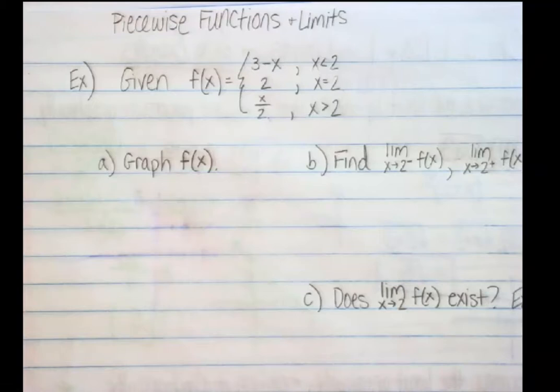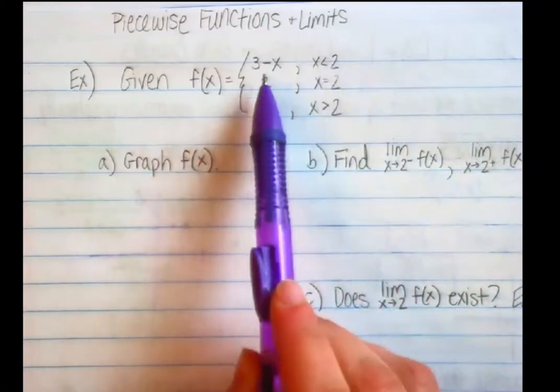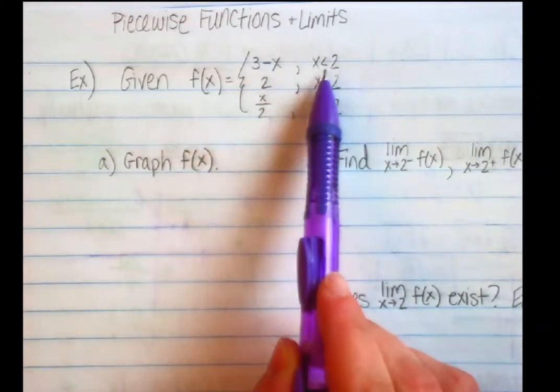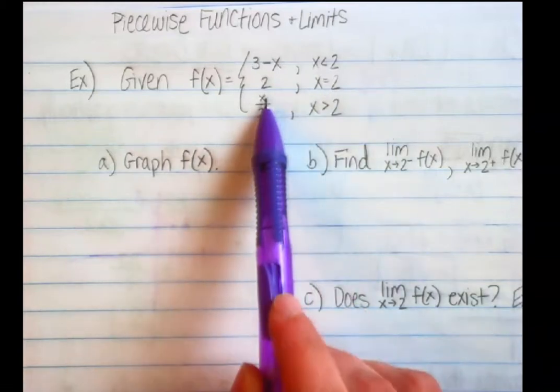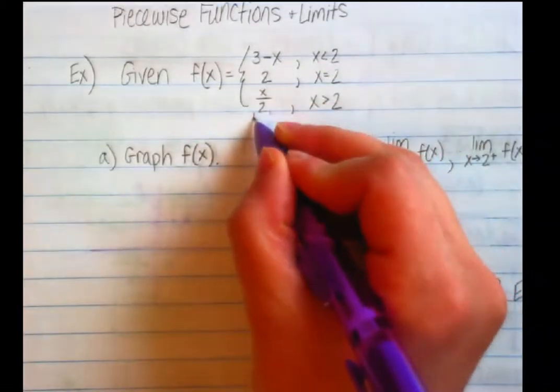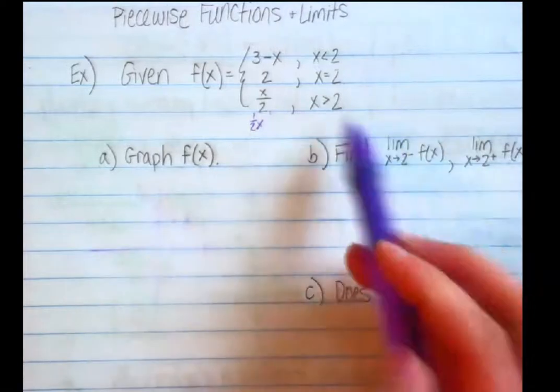Alright, so here we're given a piecewise function, right? f of x equals 3 minus x when x is less than 2. It equals 2 when x is equal to 2. And it equals x over 2, or 1/2 x, however you prefer to look at it, when x is greater than 2.